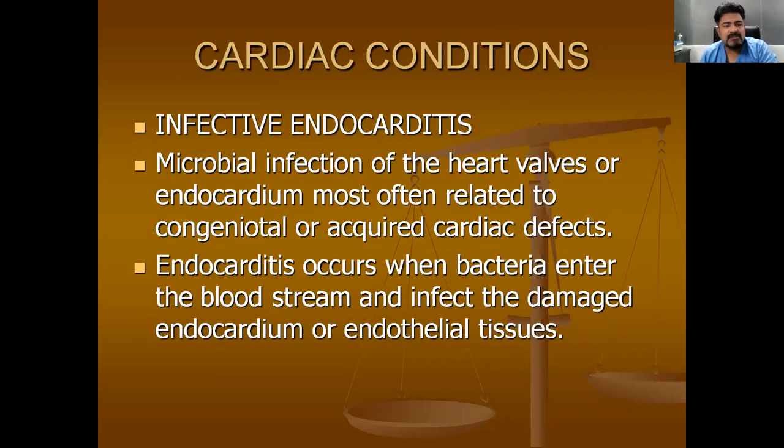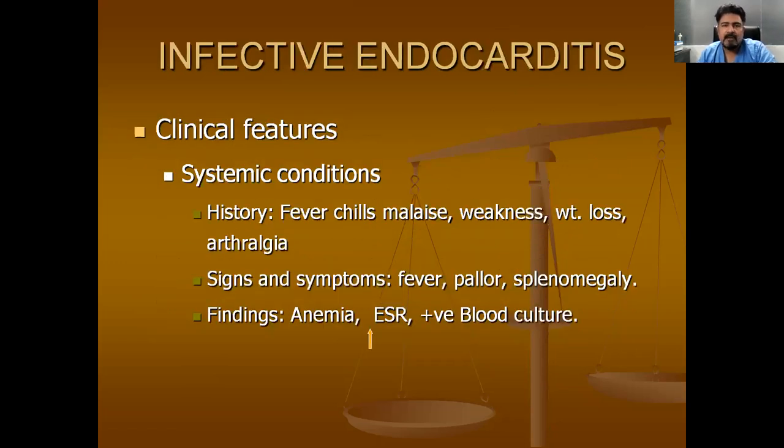In cardiac conditions, infective endocarditis is a microbial infection of the heart valve or endocardium, most often related to congenital or acquired cardiac defects. Endocarditis occurs when bacteria enter the bloodstream and infect the damaged endocardium or endothelial tissues. Clinical features are systemic conditions: history of fever, chills, malaise, weakness, weight loss, arthralgia. Then signs and symptoms are fever, pallor, splenomegaly, and findings are anemia, increased ESR, positive blood culture.